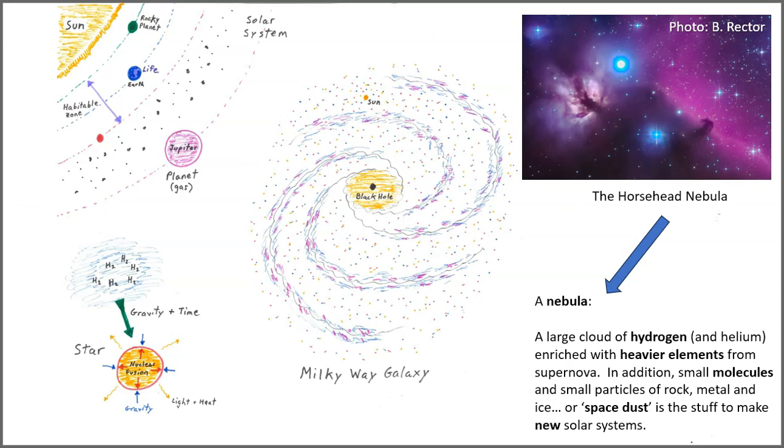Another famous example of a nebula is the Horsehead Nebula. Scientists estimate that the Horsehead structure right there has enough material to make about 30 new solar systems.